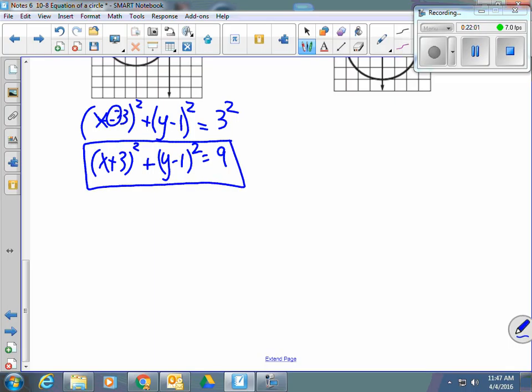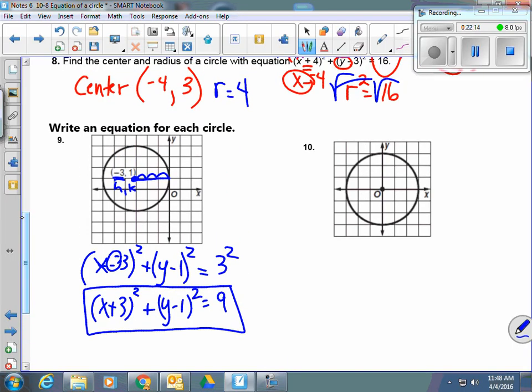Okay. How many of you had that as your answer? Very good. If you messed up, did you mess up small? Okay. Who does not understand? Okay. Did you already try the next one? No? Okay. Give me a second. Let's try number 10.